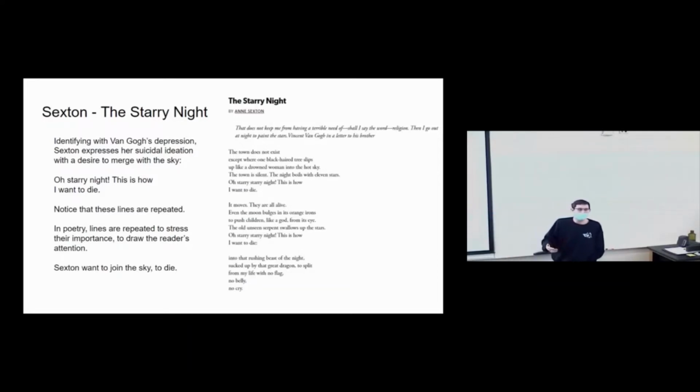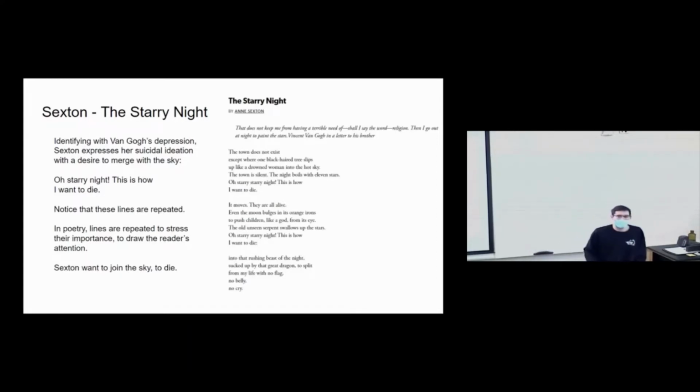Again, this is using one of the same techniques that we looked at in the poem The Tooth Fairy by Dorianne Laux. Another interesting thing about that line is that it's repeated. So it's right here, oh, starry, starry night, this is how I want to die. But also it's down here, oh, starry, starry night, this is how I want to die. So she is repeating this phrase. In poetry, lines are repeated to stress their importance, and lines are repeated to draw the reader's attention. So when you're working on your poems, if you have something that you really want the reader to pay attention to, if you want something that you kind of feel like is the thesis, the emotional thesis of your poem, you can say it twice. Because when you say it twice, you're drawing our attention to it.